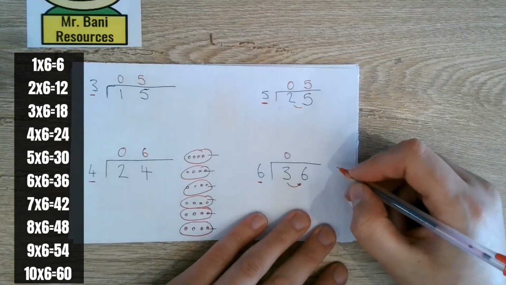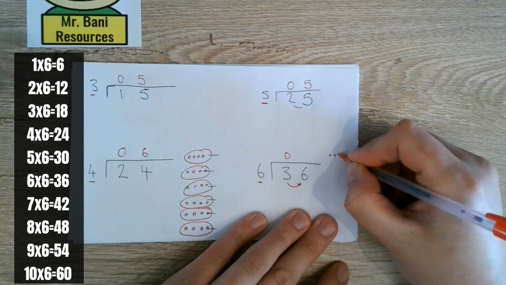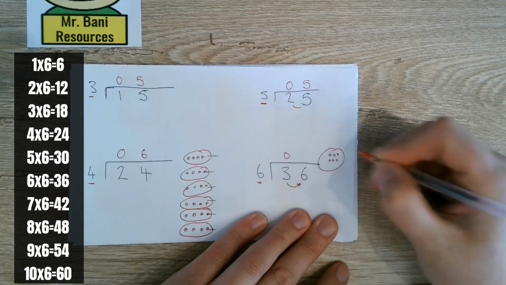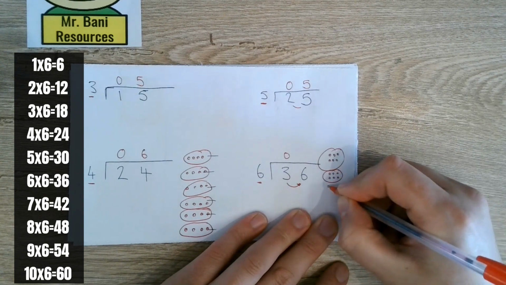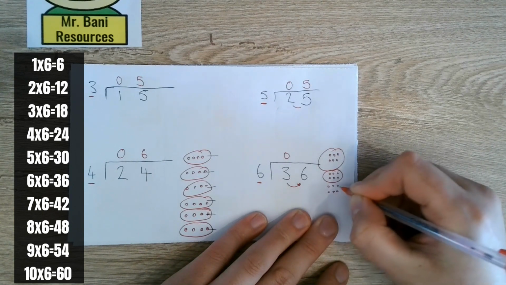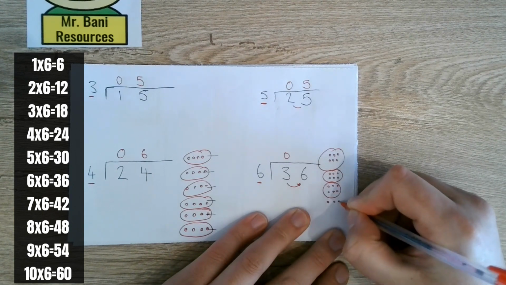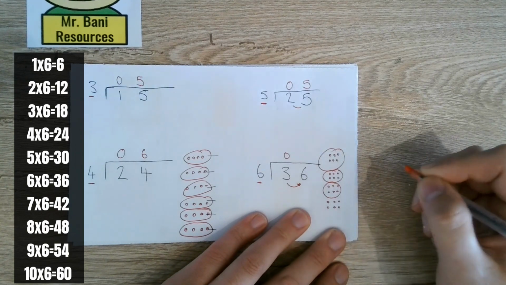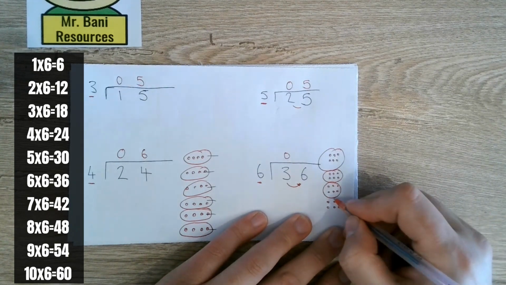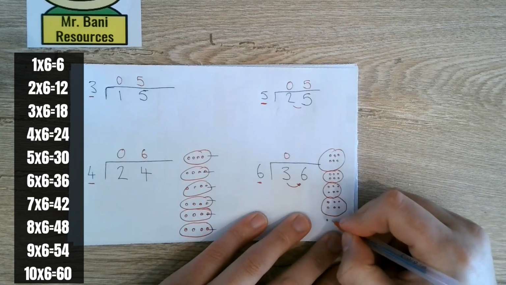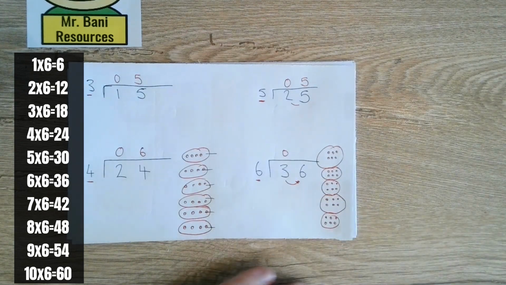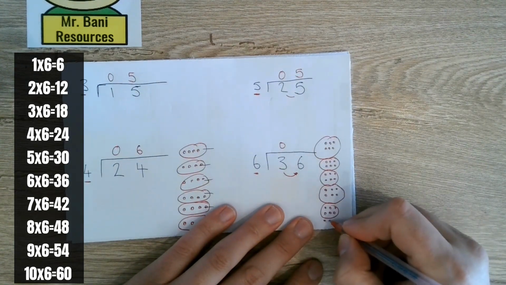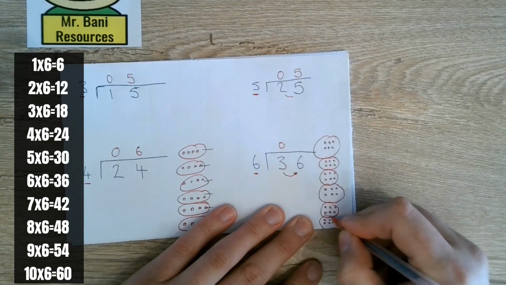Let's do it just here. 1, 2, 3, 4, 5, 6. There's 1. 7, 8, 9, 10, 11, 12. 13, 14, 15, 16, 17, 18. 19, 20, 21, 22, 23, 24. Do I need to keep going? Yeah, it's 36, not 24. 25, 26, 27, 28, 29, 30. Do I still need to keep going? Yeah. 31, 32, 33, 34, 35, 36.